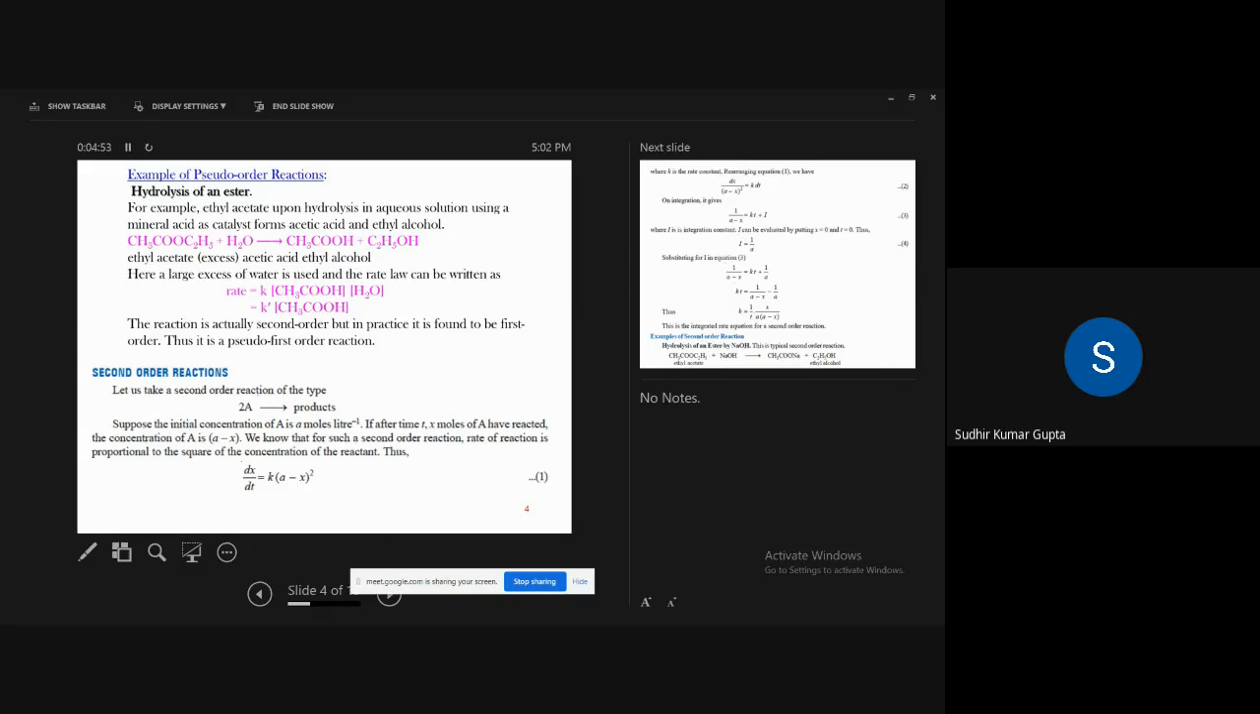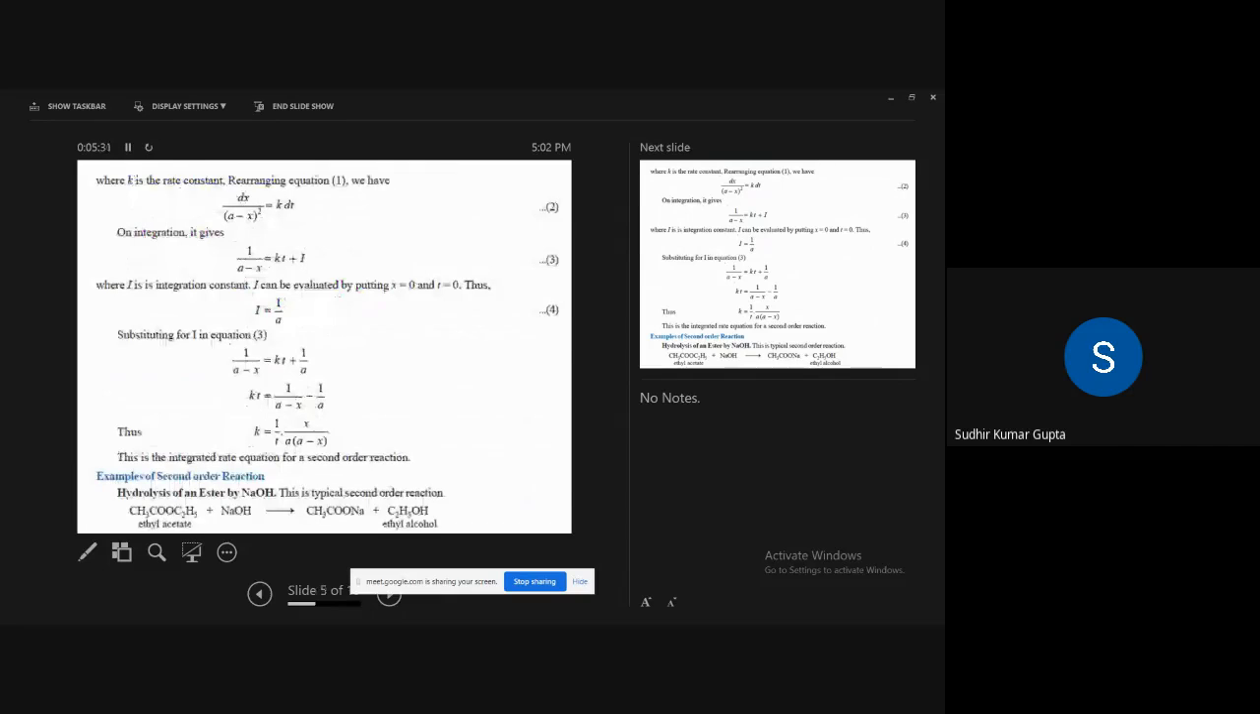So what do we find? We find that dx by dt, that is the rate of the reaction, is equal to k into (a minus x) whole square. Why a minus x? Because the concentration of reactant decreases by the amount of product formed. Initially its concentration is a. At any time, x of the reactant is converted into product, so the concentration of reactant remaining is a minus x. So dx by dt depends upon (a minus x) square into k for the second order reaction.